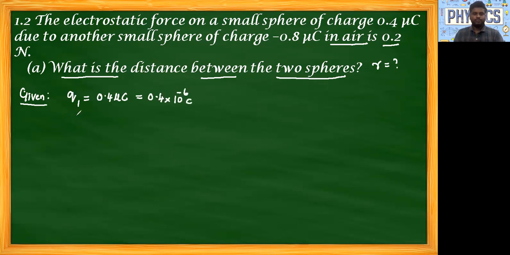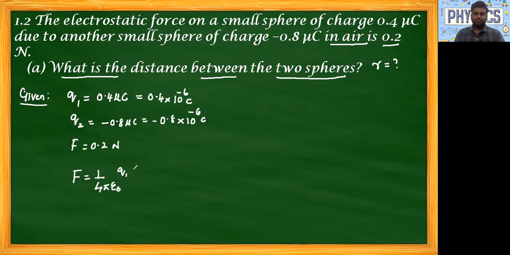Then Q2 is equal to minus 0.8 microcoulomb, that is minus 0.8 into 10 to the power of minus 6 coulomb. And what is the given force? 0.2 Newton. And we know when these two charges are separated in air, as in the first problem we discussed, what is our formula? Force F is equal to 1 by 4 pi epsilon naught Q1 Q2 by R square.